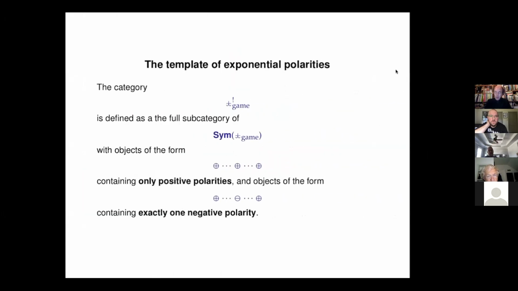And what we will do is just restrict. So we will consider the full subcategory whose objects are exactly of that form or of that form. So either only positive polarities or exactly one negative polarity. And this reflects the fact that in the exponential game, the opponent can only open one copy after the other. So that was a question that I think you asked me about maybe an hour ago. Yes, so opponent can only open a copy after a copy, and not two copies at the same time, or three copies. And so that's why we only have a minus here.